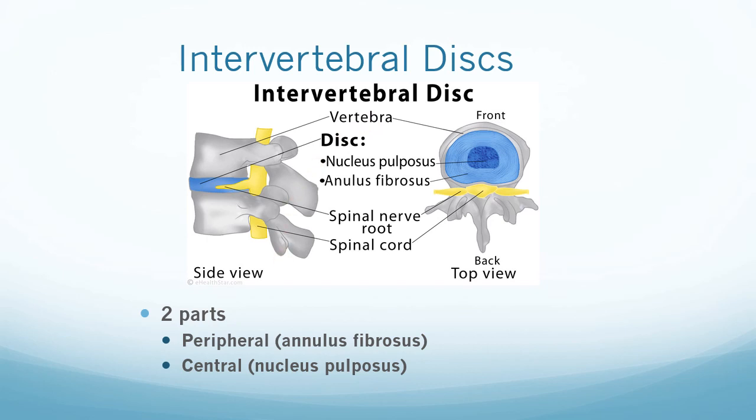The intervertebral disc, here, this is the lateral view, this is the superior view here. It is formed of 2 parts. This is called the annulus fibrosus, the fibrous part in the form of a circle, while the central part is a jelly-like material called the nucleus pulposus.